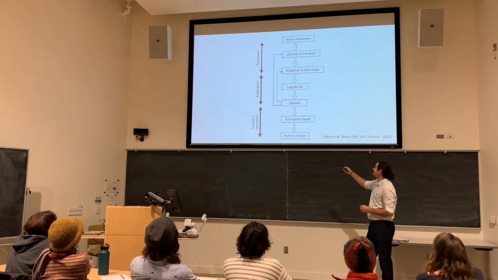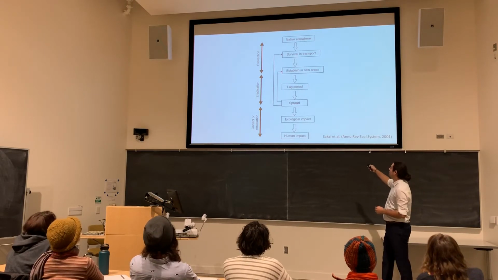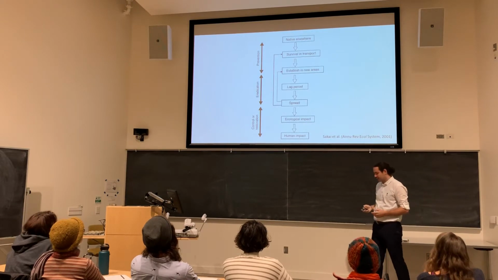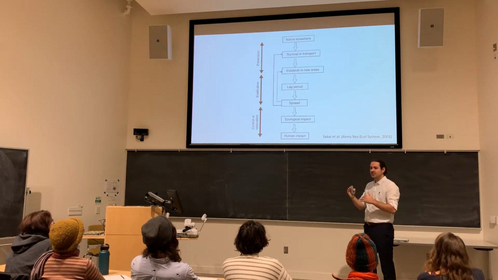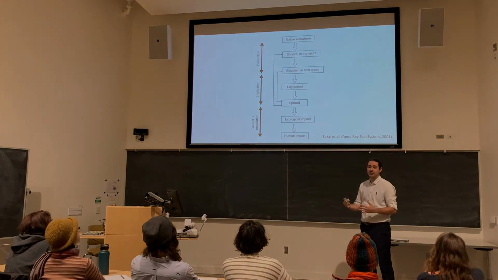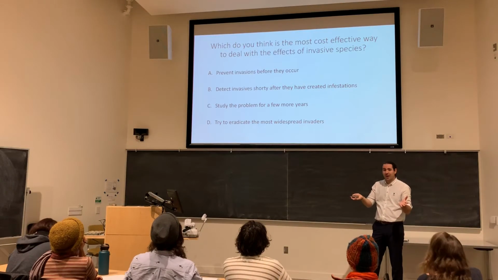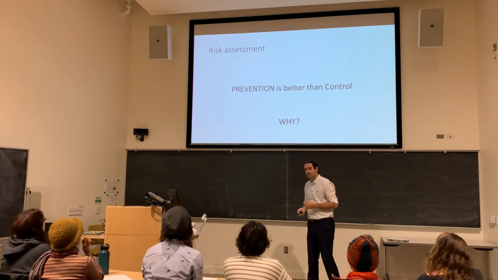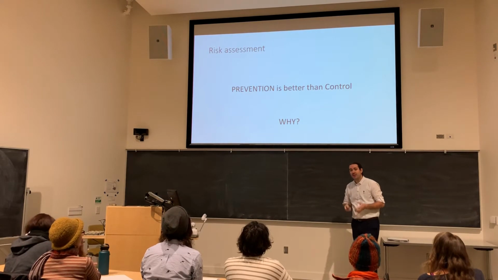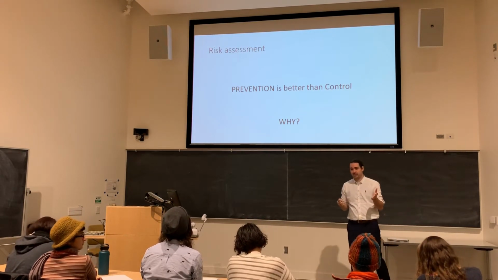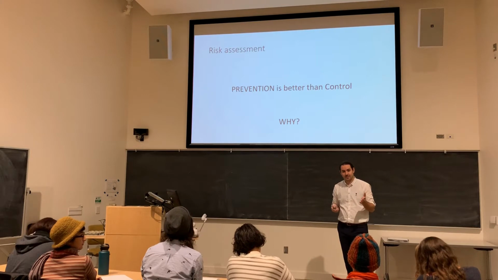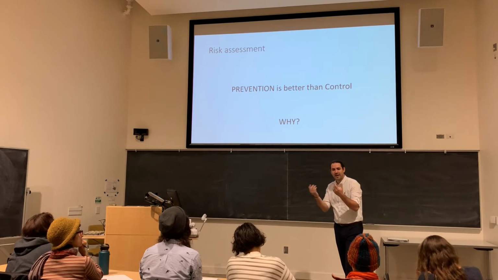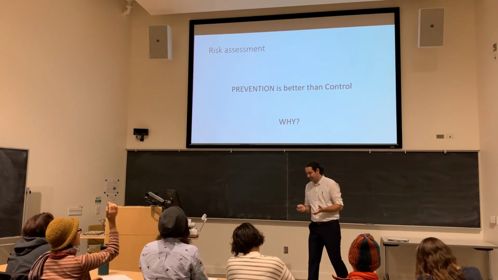All right, so this is just a basic scale of the invasion process. This is very important to know because the different stages require different strategies from us. You answered that A is the most cost-effective way. That is correct. So prevention is better than control. Why is that? Because you have to keep controlling it forever, basically. And that means you need to spend more money, right?